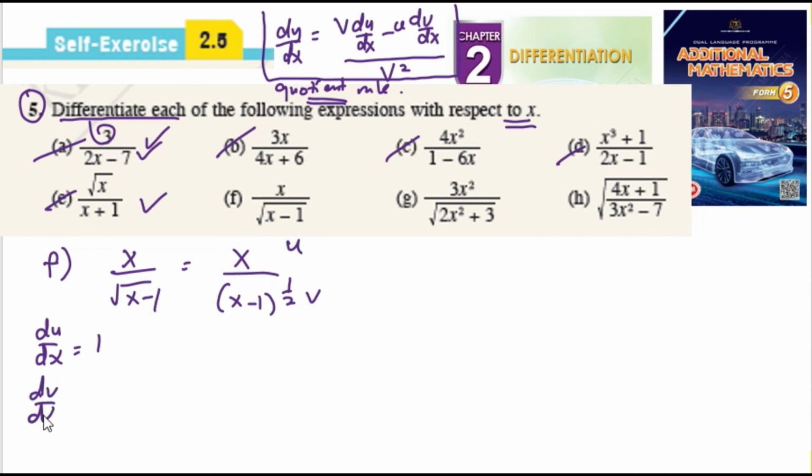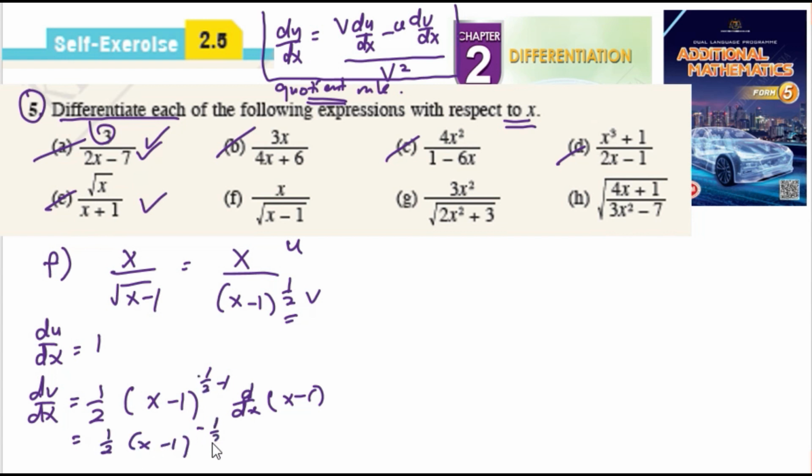So dv over dx is equal to, when we differentiate this one, the bracket with power, what we do is that we bring the power forward. So we have half here, and this one is x minus 1, right? And then we minus the power with 1. And then we differentiate what is inside the bracket. So here you get half x minus 1 to the power of half minus 1, which is negative half. So here we differentiate x minus 1, so we get 1, right? Because x, when we differentiate, we get 1. Negative 1, when we differentiate, we get 0.